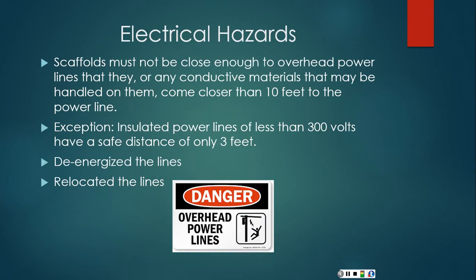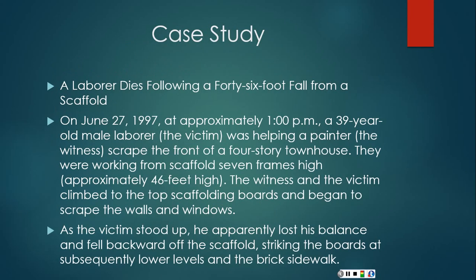Electrical hazards. Scaffolds must not be placed close enough to overhead power lines that they, or any conducting materials on them, come closer than 10 feet of the power line. Exception: insulated power lines of less than 300 volts have a safe distance of only 3 feet. Also, if the lines are de-energized or relocated, then the scaffold can be close to the power line.